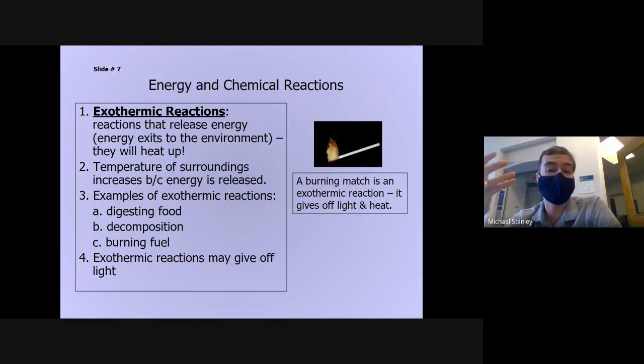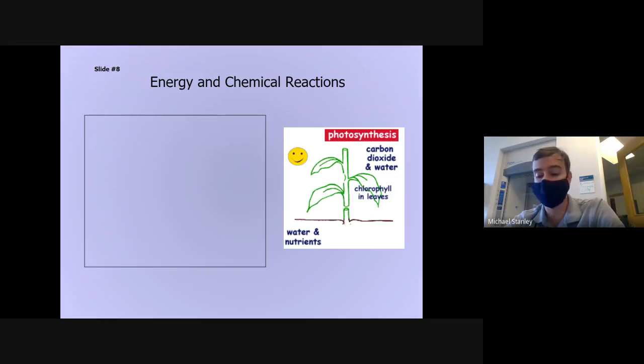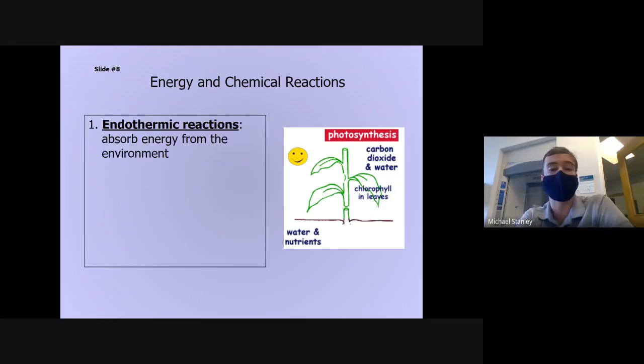The flip side of that is if we're absorbing energy, taking in energy, usually in order to build stuff. That is called an endothermic reaction, where energy is being absorbed from the environment. So exothermic, heat going out. Endothermic is heat going in. Endo is like in, kind of like the beginning right here. So energy is being absorbed from the environment into the reaction.